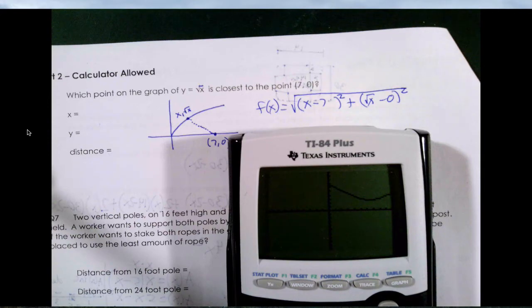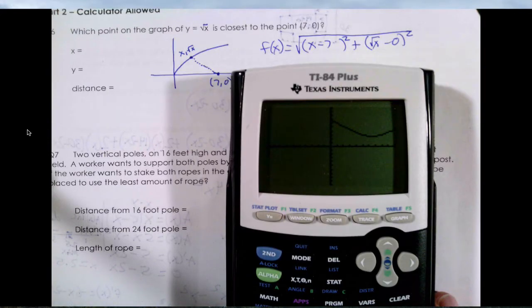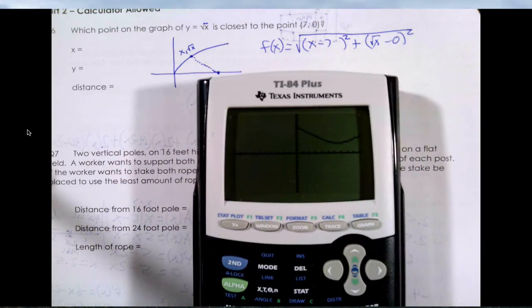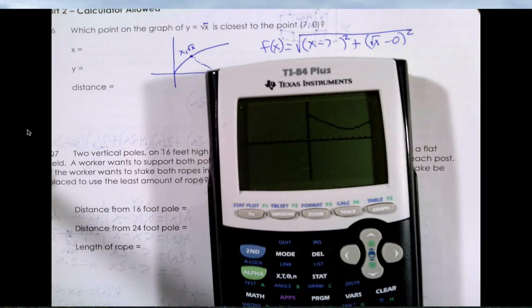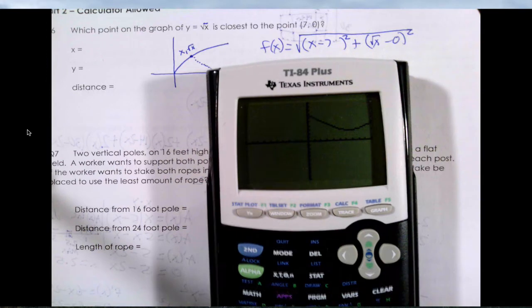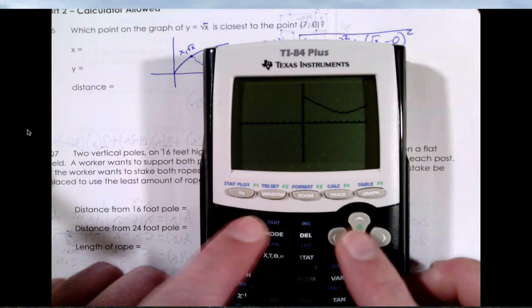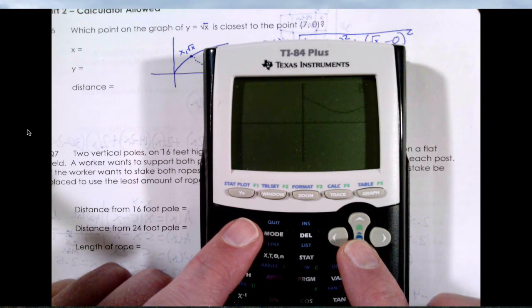Now, if I zoom 6, okay, there we can see, see if I can get a better view of it. Okay, what we're seeing right here is the min. There's a minimum value on this point. Okay, so what I'm going to do now, see if I can get a little better. There we go.